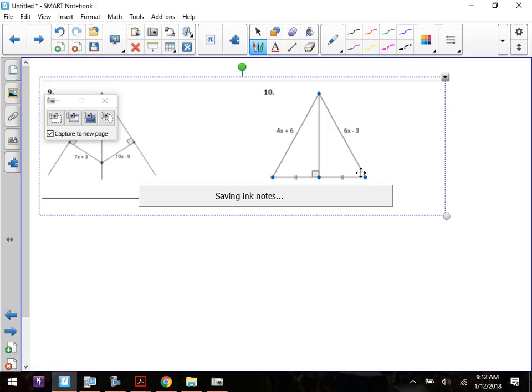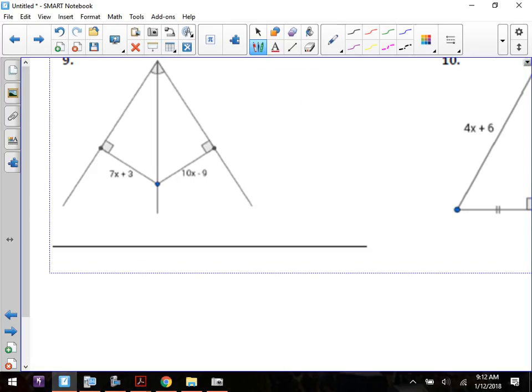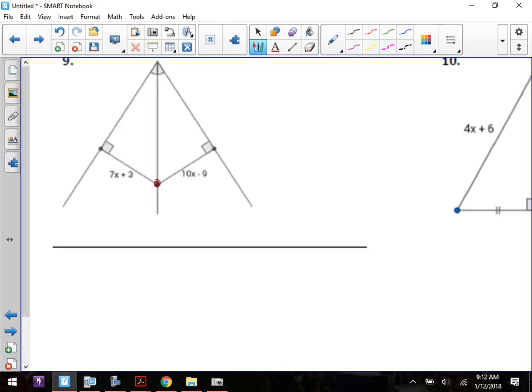The next one just shows you a couple of ways of setting up and solving directly. In number nine, you are a point on an angle bisector. When you're a point on the angle bisector, you're equidistant from the sides of the angle, you are perpendicular to the sides, which therefore means that 7x plus 3 has to equal 10x plus 9.